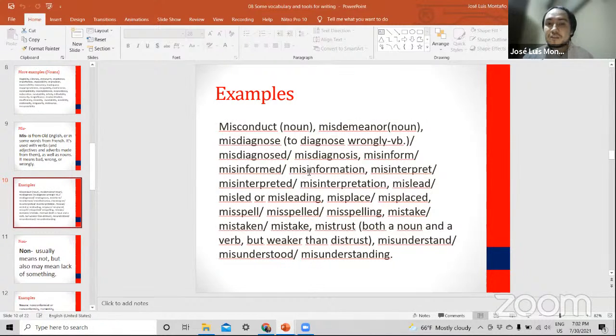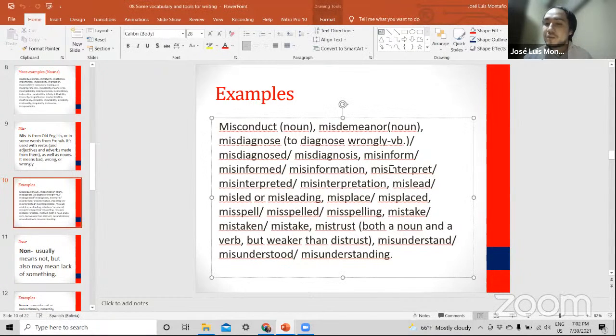Misinformation is not only "not information", of course not. It means that the information was given in the wrong way, or wrongly, that you interpret something in the wrong way, in the bad way. That is the meaning here. It's something that was done in the wrong way, not only "not", but also wrongly. And that's important to take into account for these words.